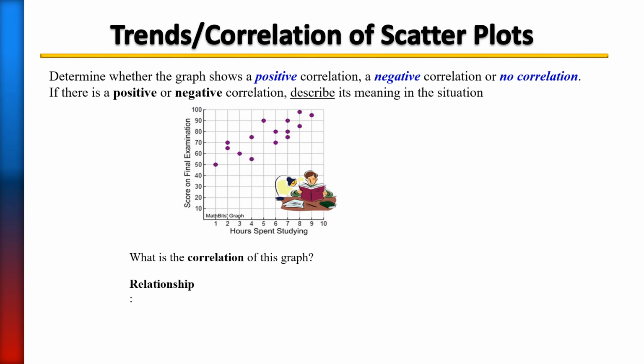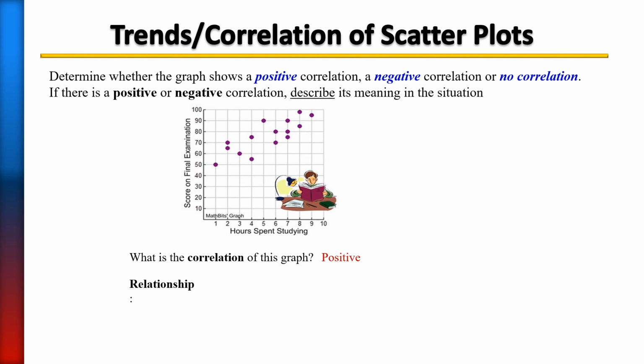Yes, you got it. That is a positive correlation. And how would you describe that correlation? Well, on the x-axis, that's what we start with first. The x-axis represents the hours spent studying. The y-axis represents the score on the final exam. So, the way you would read the relationship or describe it, you start with X and then you go Y.